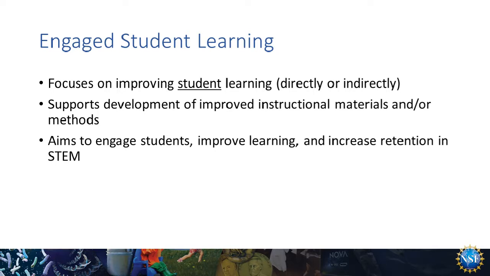Engaged student learning is a track that's really designed to focus on improving student learning. And this can be both direct, through an emphasis directly on students, or indirectly, as I mentioned, through something like faculty professional development. Projects in this track can support development of improved instructional materials and/or methods of applying those materials with different types of student populations, and projects aim to engage students, improve learning, and increase retention in STEM.